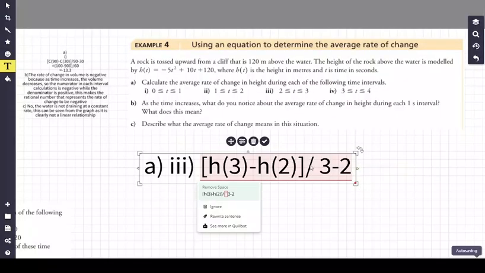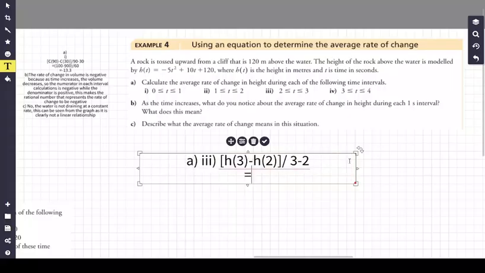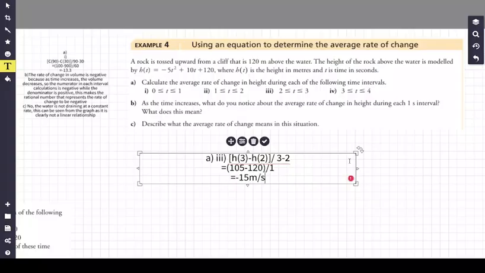Okay, so we have this. Go ahead and calculate. So h of 3, what is it going to be equal to? Hold on. H of 3, so negative 45 plus 30 plus 120. That's going to give us 105 minus h of 2, so minus 120. And that's going to be over 1, which is going to equal negative 15 meters per second.